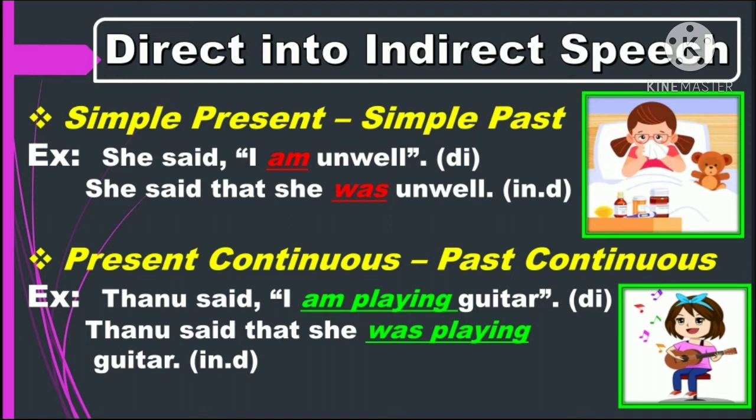If we have present continuous tense in a sentence, when it goes from direct into indirect, then we should use past continuous tense in the reported speech, that is, in the indirect speech. Look at the example. Tanu said, "I am playing guitar." That is in direct speech. So, when it goes to indirect speech, Tanu said that she was playing guitar.